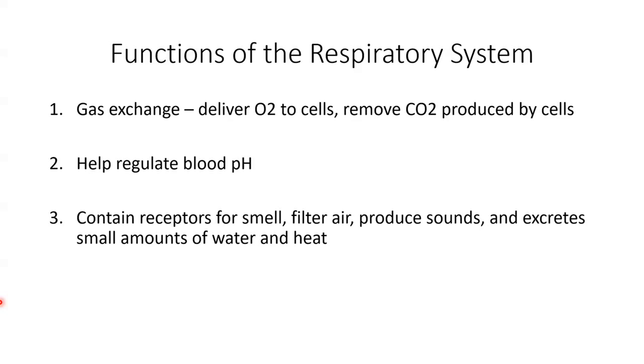The respiratory system also functions to help regulate blood pH, or the acidity, or the number of hydrogen ions in the blood. The respiratory system also contains receptors for smell in the nose. It filters air through our mucous membranes and hairs that we also find in our nose. We produce sound as air moves past our voice box, or our larynx. And we also secrete small amounts of water and heat in our breath as we breathe out.